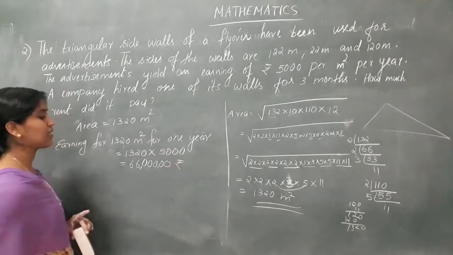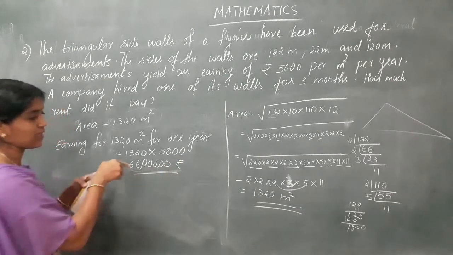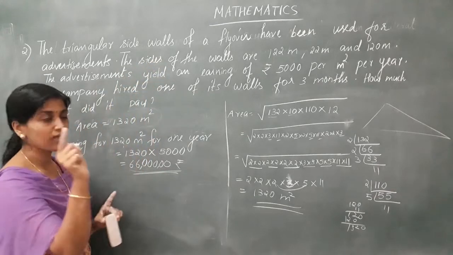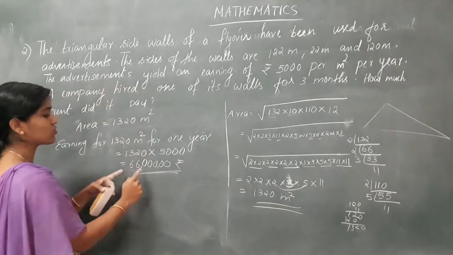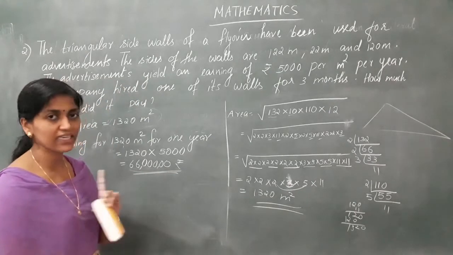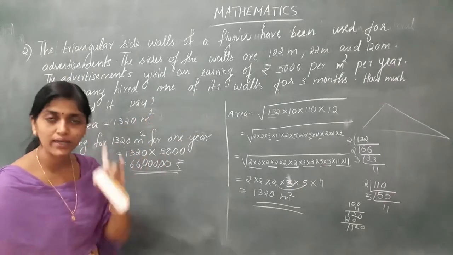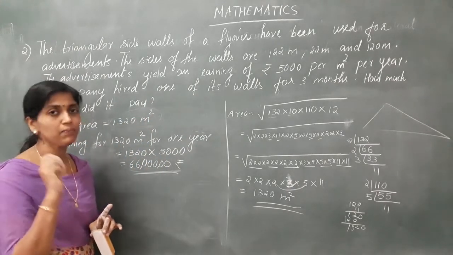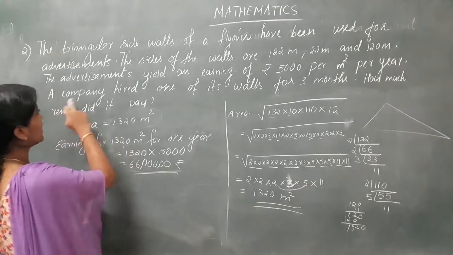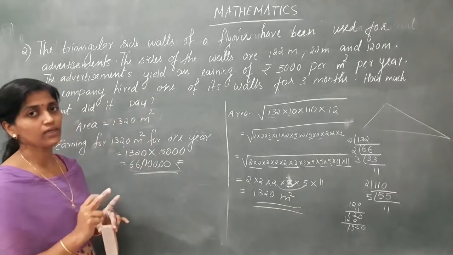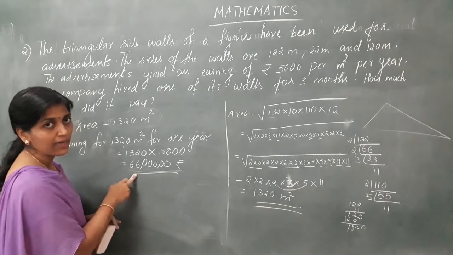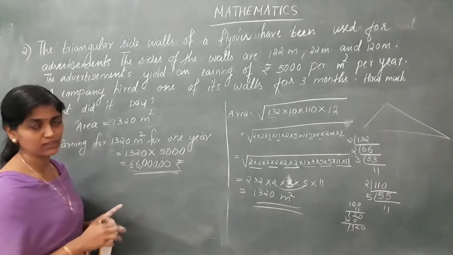This is 66 lakh. That means, what is the meaning here? If they were giving this triangular ball for 1 year, this advertisement company will yield how much rupees? 66 lakh. But the next company is not taking it for 1 year. They take only for 3 months. So if the company is taking it for 1 year, then you have to pay how much rupees? 66 lakh.